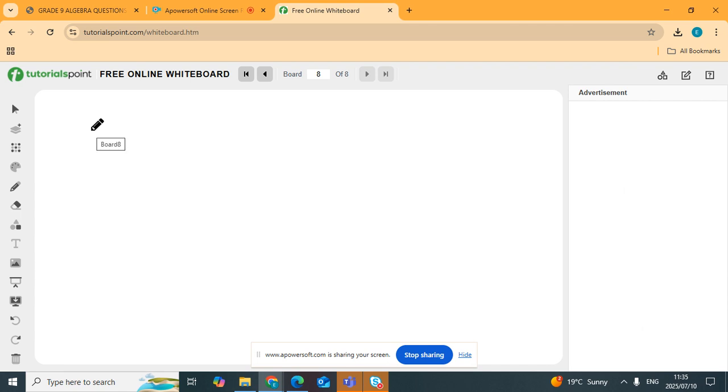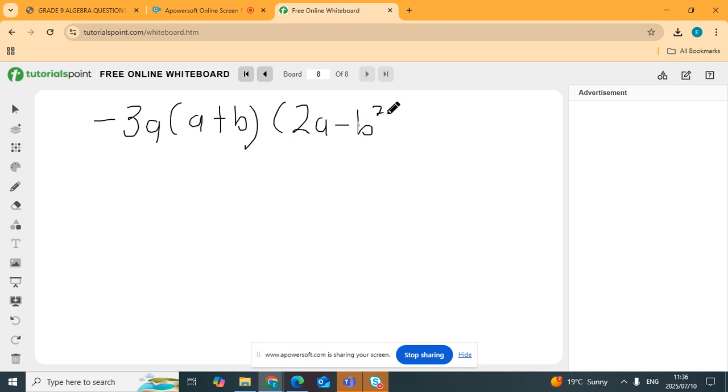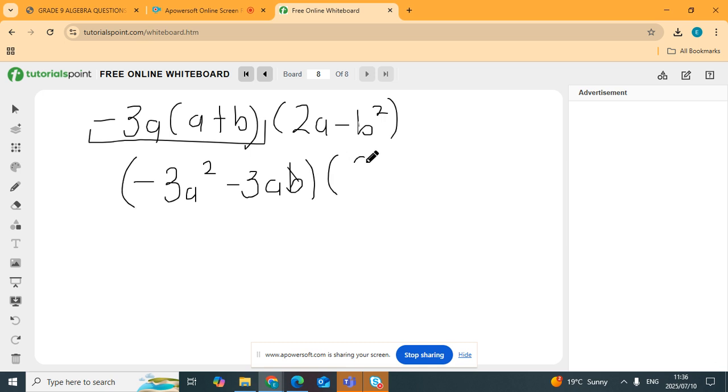So you have minus 3a bracket a plus b multiplied by 2a minus b squared. Now, minus 3a times a gives you minus 3a squared. Minus 3a times b gives you minus 3ab. So now what's happening is I'm specifically working with these first two terms. Then from here, I go on and multiply it with 2a minus b squared.